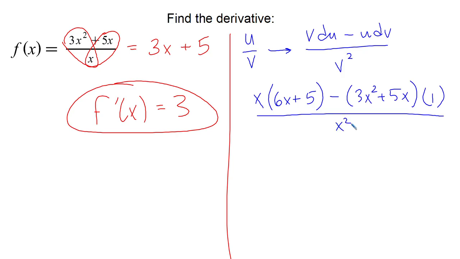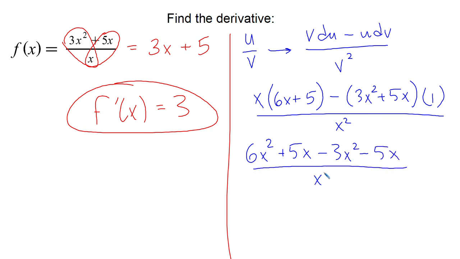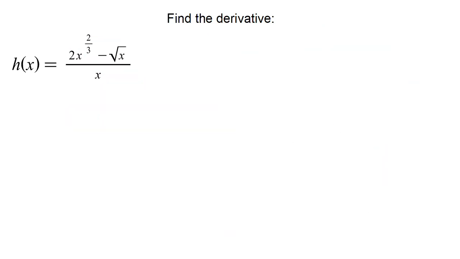by x squared. And we'll see that as we go through and distribute this all out, we get 6x squared plus 5x minus 3x squared minus 5x over x squared. The 5x and the minus 5x cancel. 6x squared minus 3x squared is just 3x squared. And when you divide that by x squared, you just get 3. But it's a lot more work to use the quotient rule than it is to do the simplification first. So I highly recommend, if you can simplify the function down first, always do that.